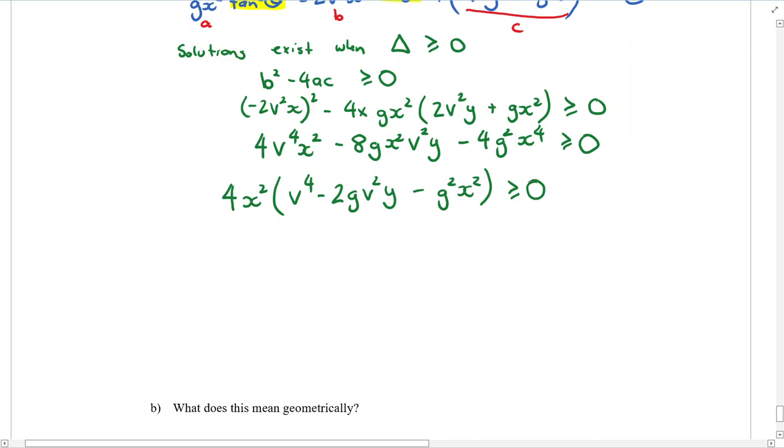Now, although we don't normally do it, that x squared out the front, we can divide by that as long as x is not equal to 0. Okay, so if I divide by the 4x squared as long as x does not equal 0. If x is the distance that it's going horizontally, we really hope that it's going somewhere. So that's a pretty good assumption. So that just gets rid of the bracket.